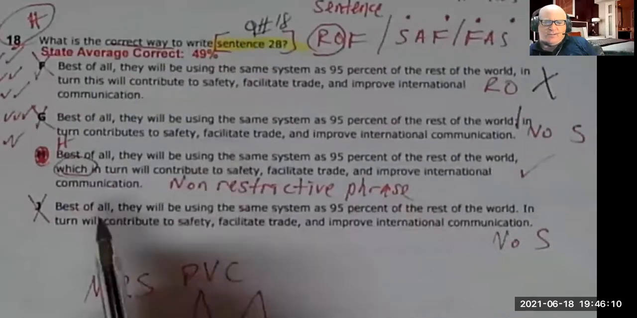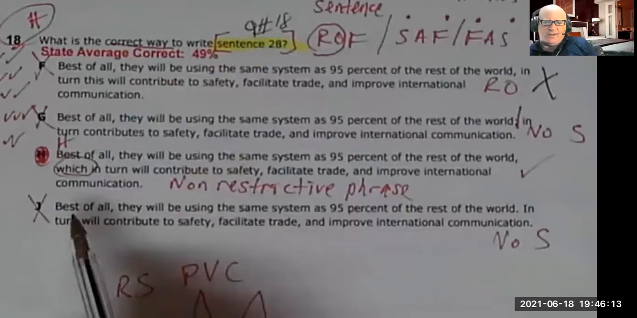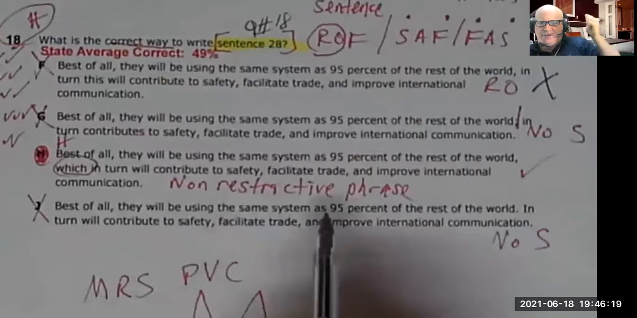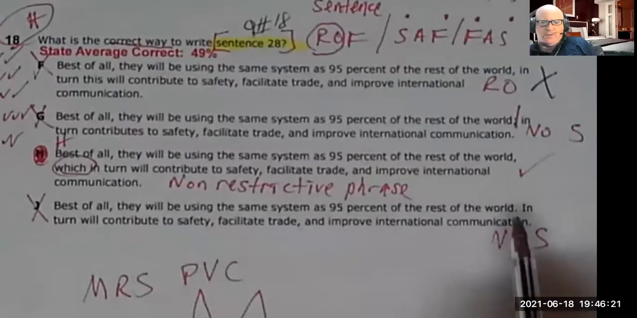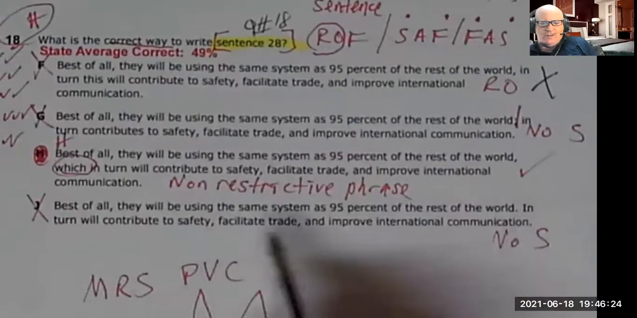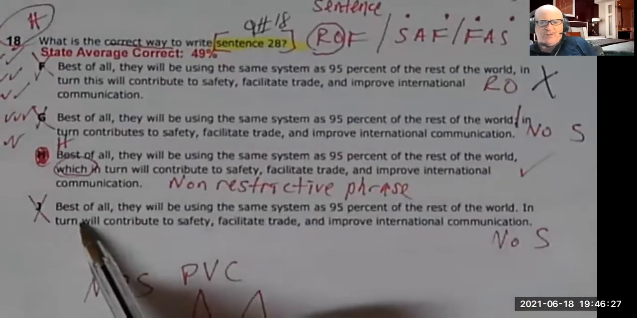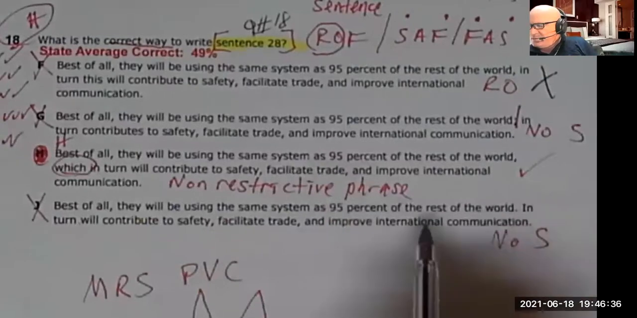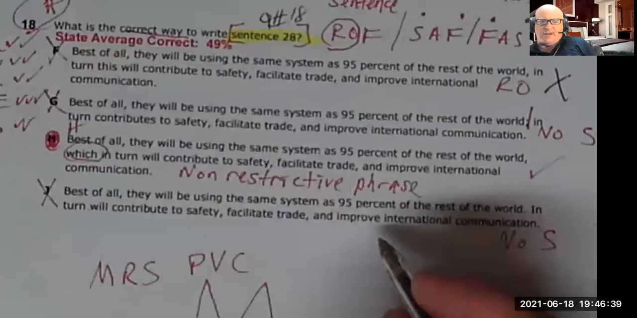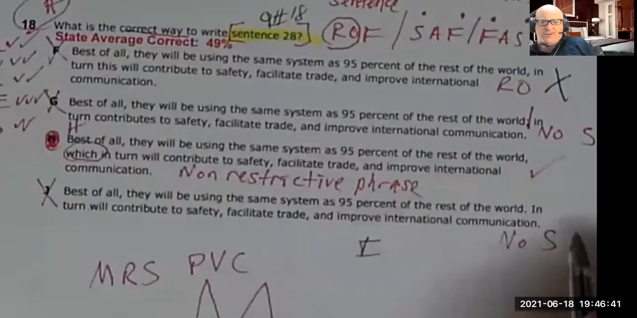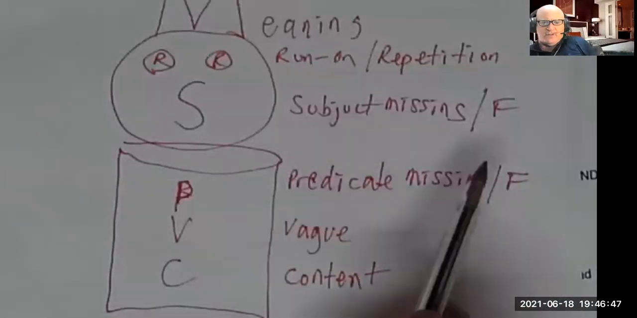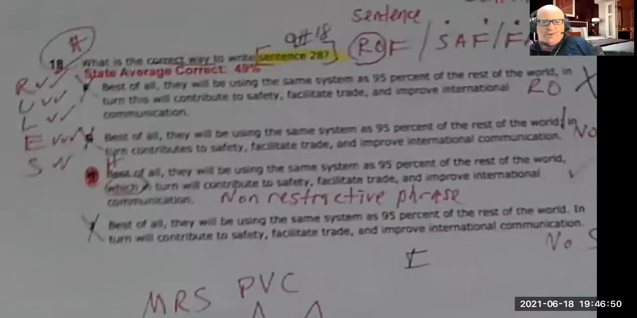Let's find out why J is incorrect. Capital, best of all, comma, they will be using the same system as 95% of the rest of the world, period. Capital, in turn, they forgot to say who will be doing this. So again, we have no subject. It's 2 complete sentences, but because there's no subject, the second one is a fragment because it is missing the subject. And like I mentioned, if anything is missing the subject or the predicate, it's a fragment and we would eliminate it. So our best answer is letter H.